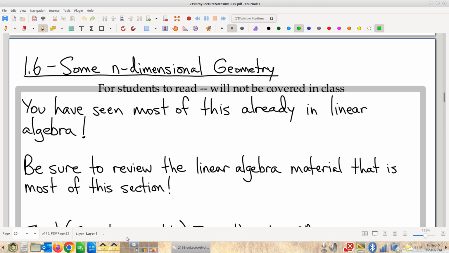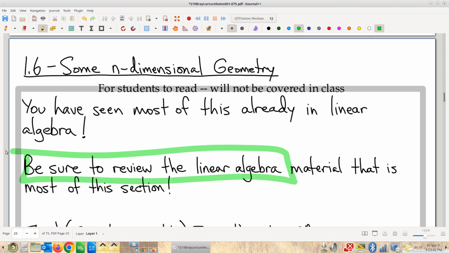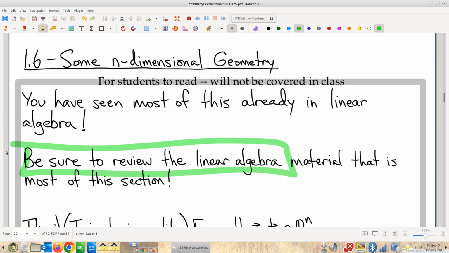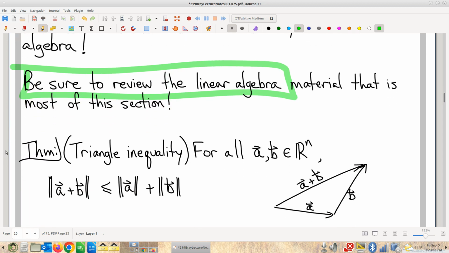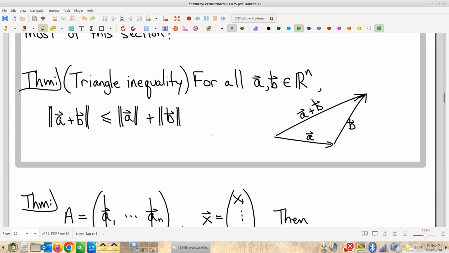Okay, back into the math. So 1.6 is mostly stuff that y'all have seen before. It's mostly linear algebra. So this is kind of most of it right there. Just make sure to reread. A lot of it's going to look familiar, but make sure you're good with that. A couple of things are worth talking about.